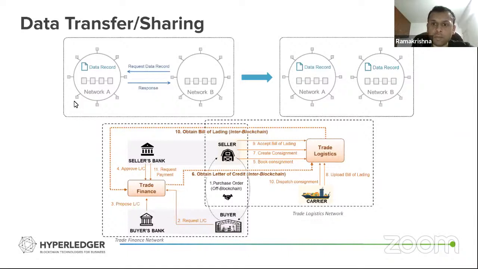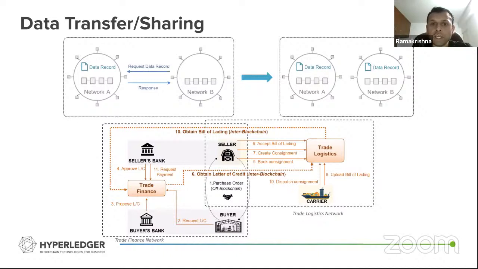What's happening in this network is that once the goods are dispatched, a document called a bill of lading gets recorded on the ledger on the network on the right. Now if that bill of lading were to be shared with the trade finance network, then the trade finance network could enforce the payment obligation from the buyer's bank to the seller, or actually to the seller's bank.